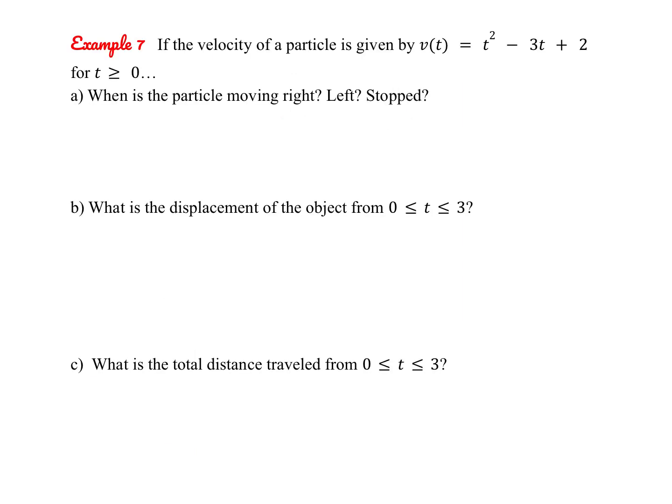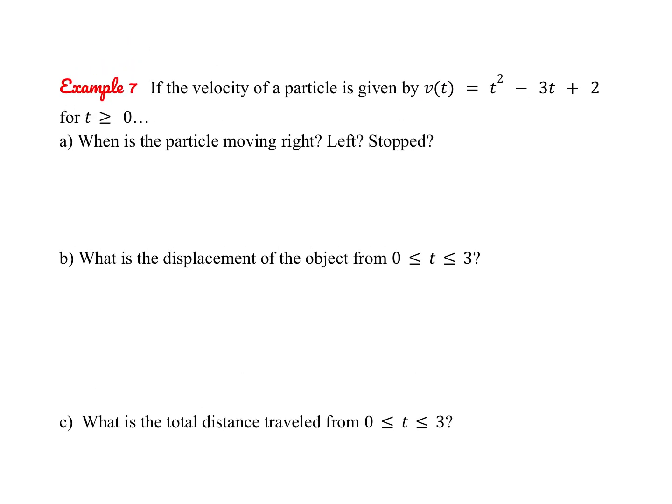All right, so now let's see if we can tie all of this together and try an application-based problem. This says the velocity of a particle is given by the function v of t equals t squared minus 3t plus 2, for t greater than or equal to 0. First, let's quickly talk about when our particle is moving right, left, and when it is stopped. We know that our particle is going to be moving right whenever our velocity is positive, because that's the positive direction. It's moving left whenever our velocity function is negative. And our particle is stopped, or at rest, whenever our velocity is equal to 0.